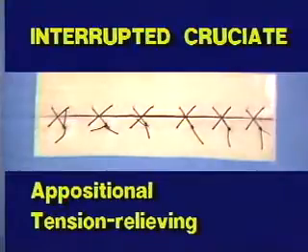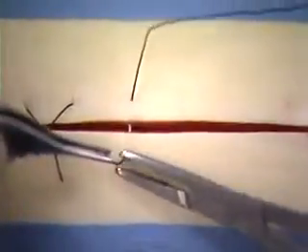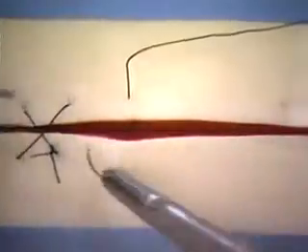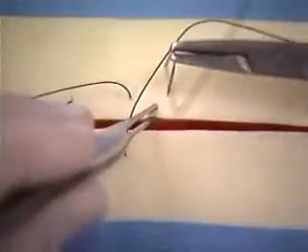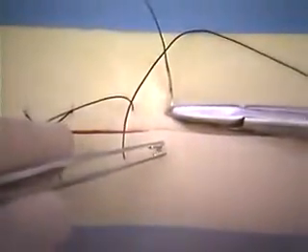The second suture pattern is the interrupted cruciate. This is an appositional and tension relieving suture pattern. The interrupted cruciate is applied as if it were 2 simple interrupted sutures joined together. The needle is introduced on one side 5 millimeters from the incision and is passed to the corresponding point on the opposite side.